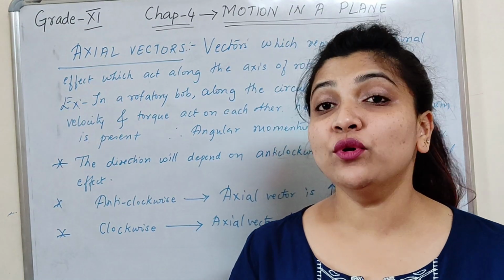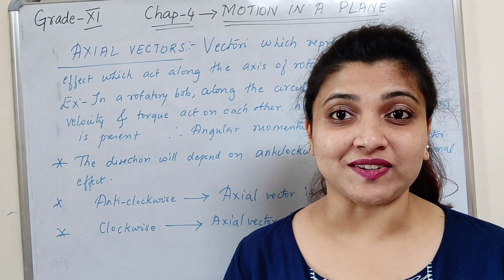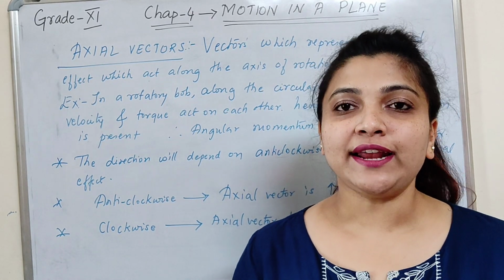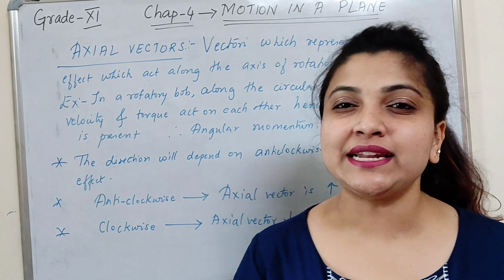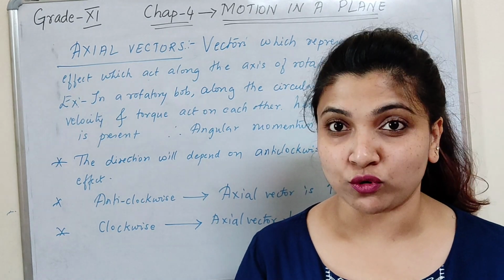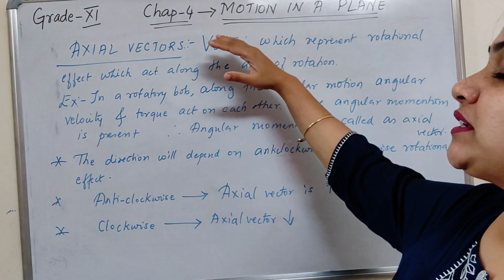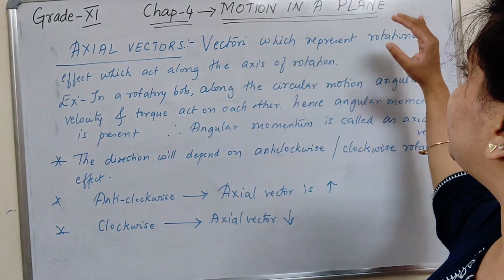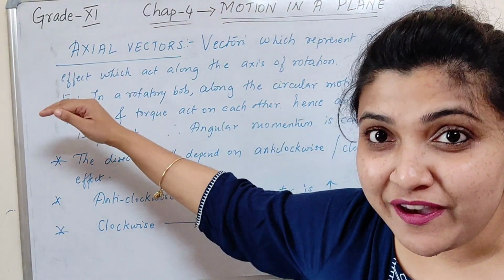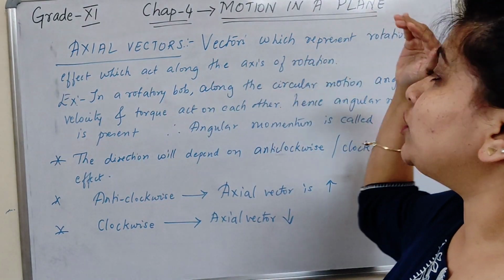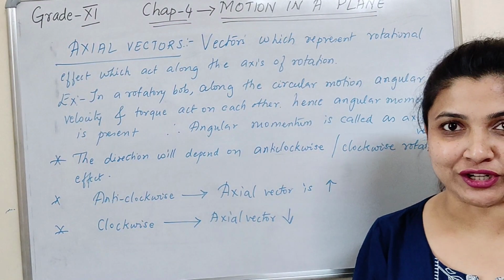Yes, children. Now, moving ahead with the second type of vectors, they are axial vectors, right? Axial vectors are basically seen when it comes to rotational motion, or the vectors which show rotational effect. So axial vectors are nothing but vectors which represent rotational effect, and they act along the axis of rotation.